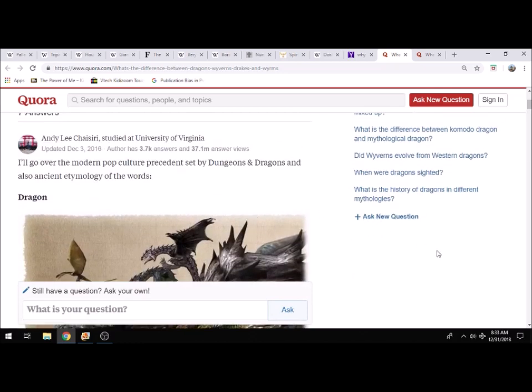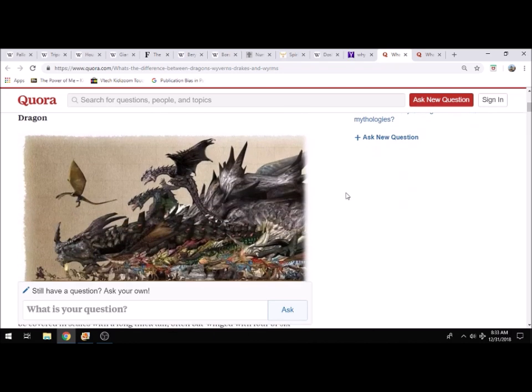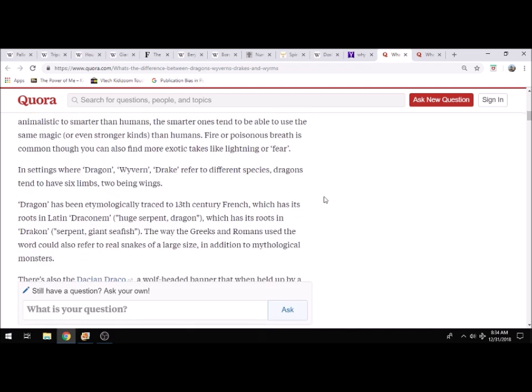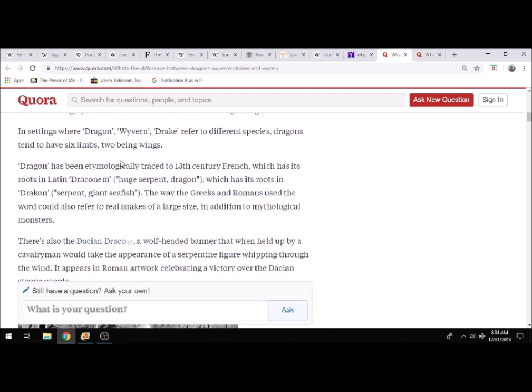It's using modern pop culture precedent and also ancient etymology of the words, and he goes into mythology as well. Dragon in pop culture often refers to a whole category of monsters that tend to be covered in scales with a long, thick tail, often bat-winged with 4 or 6 limbs. Everybody kind of gets that. Everybody's seen Dragon Slayer or The Hobbit or whatever dragon movie. They're pretty ubiquitous. The word dragon is etymologically traced to 13th century French, which has its roots in Latin draconum, huge serpent or dragon, which has its roots in draken, serpent, giant sea fish.